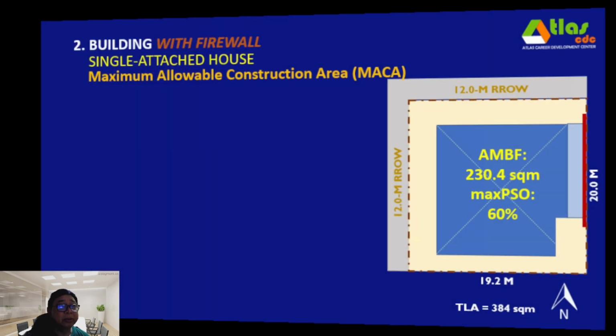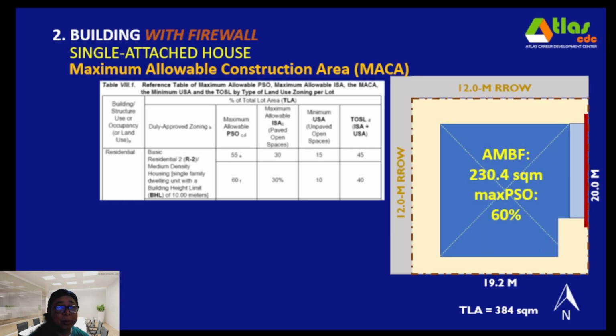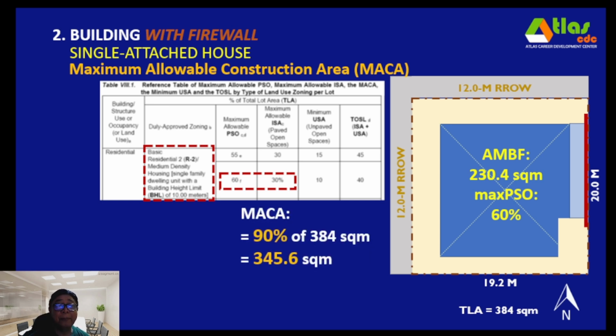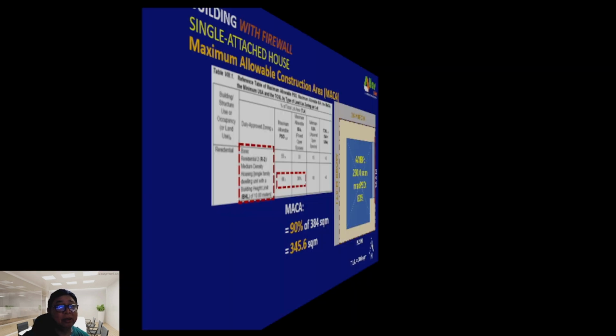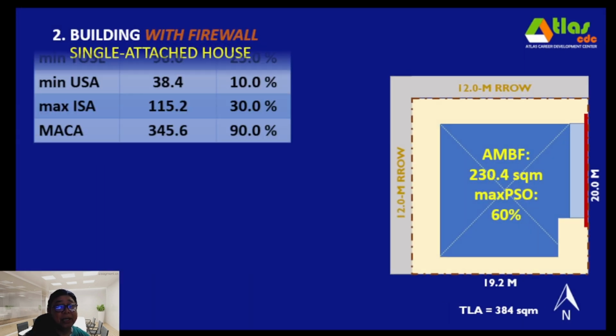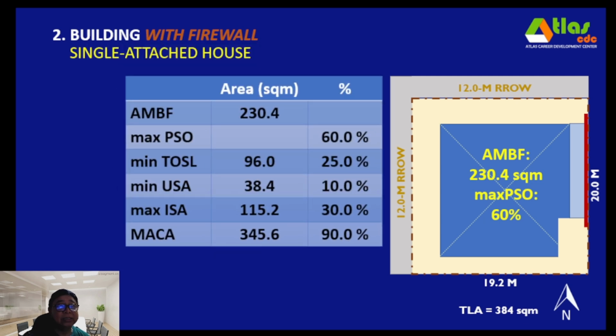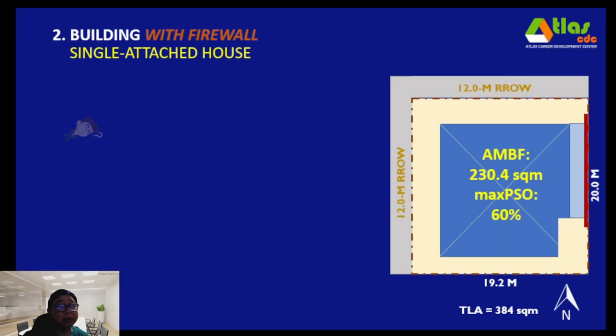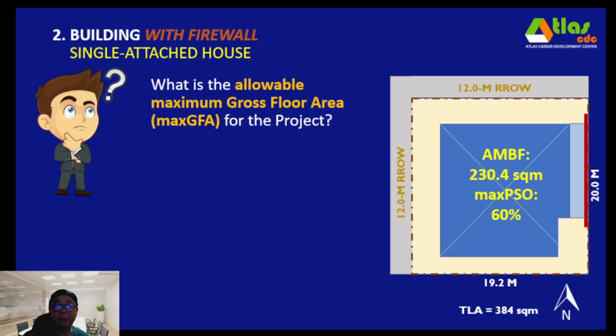So the last one is the MACA. Our reference again is table 8.1. You just add these two values together, the maximum PSO of 60% and the maximum ISA at 30%. So we'll give you a total MACA of 345.6 square meters. So again, input that in the tables to finalize all values of the development controls with firewall taken at grade level.